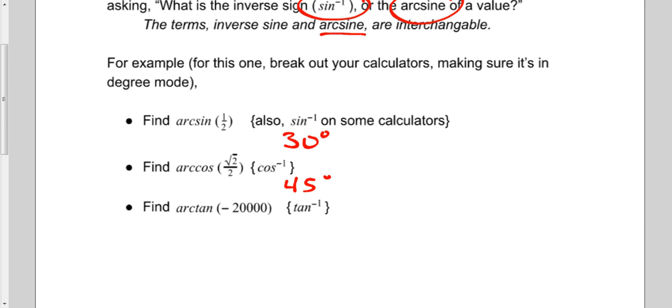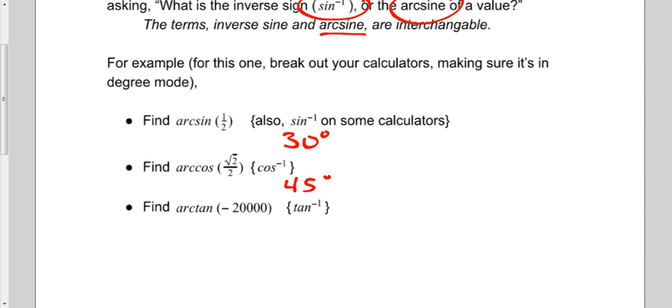Find the arctangent of negative 20,000. What did you get? Yeah, but I don't want to say 90. Why don't I want to say 90? It's not exactly 90, but usually I can round, right? Why don't I want to round this time?